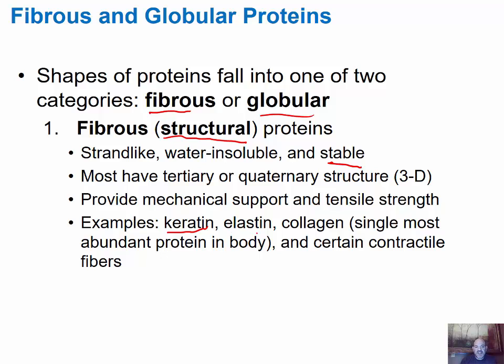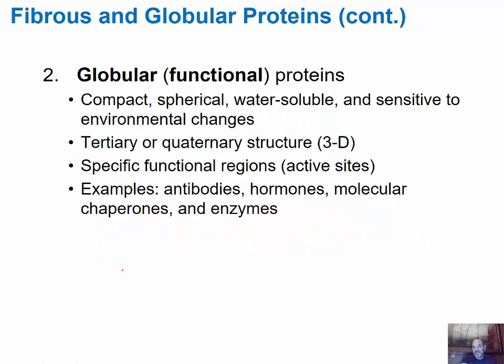Examples would be keratin, which makes up your fingernails and your hair, elastin, which is a more flexible fibrous protein, and collagen, which is the most abundant protein in the body, and you find that in your skin, in your bones, and so on. And then contractile proteins like actin, which is found in muscle cells to help shorten the muscle cell.